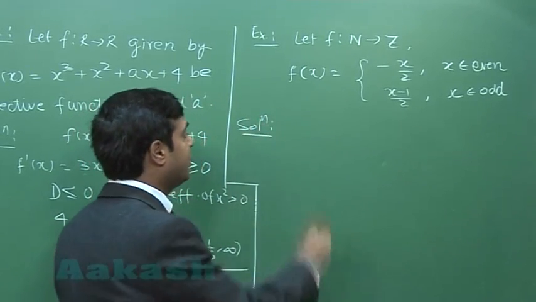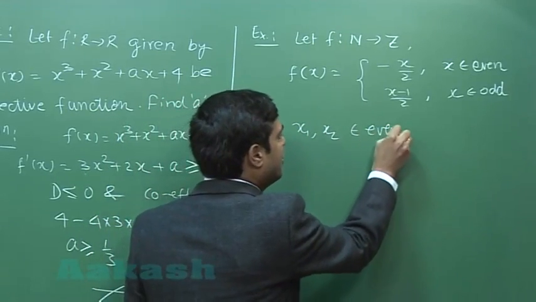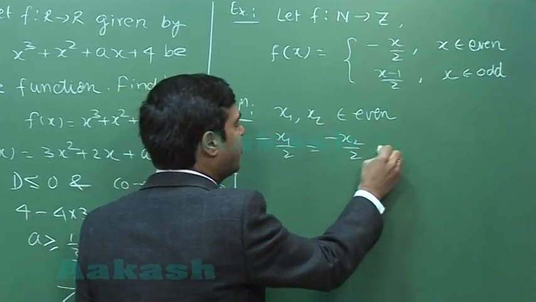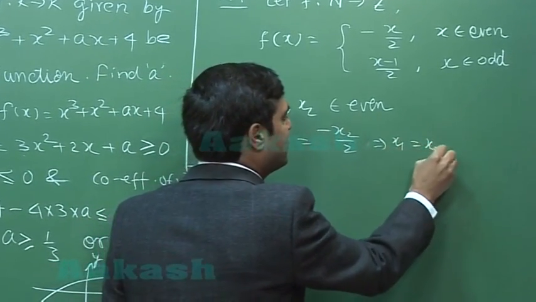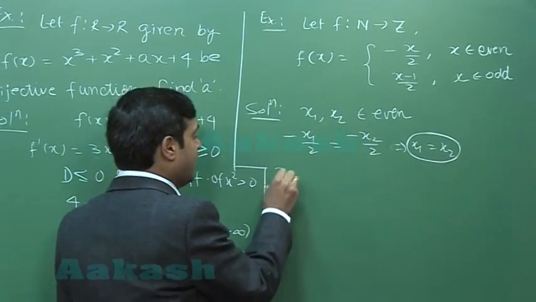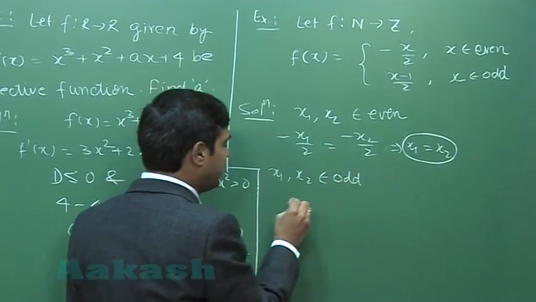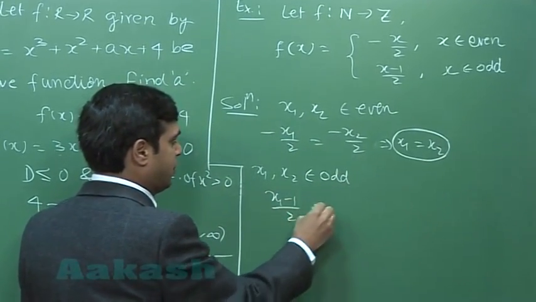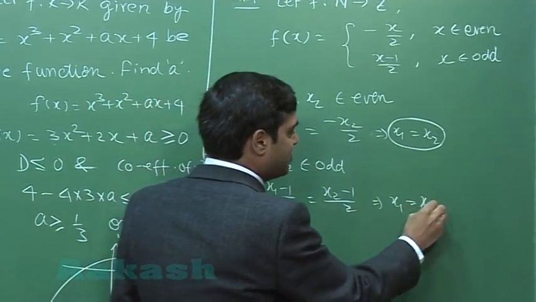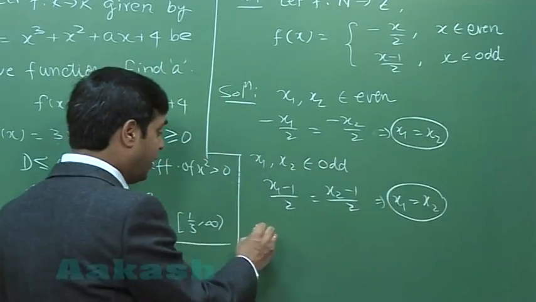Here we can see that if x1, x2 both are even, the function gives minus x1 by 2 equals minus x2 by 2, that is x1 equals x2, so it looks like a one-one function. If x1, x2 are odd, then again x1 equals x2, again it looks like one-one.